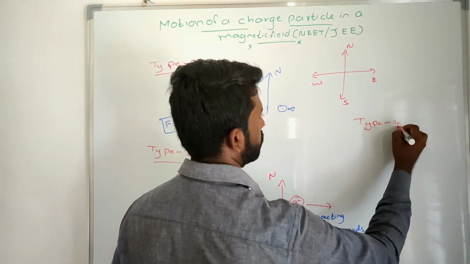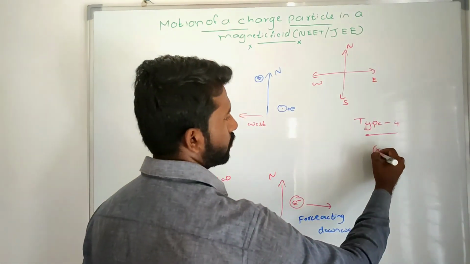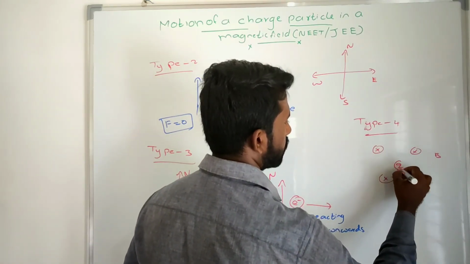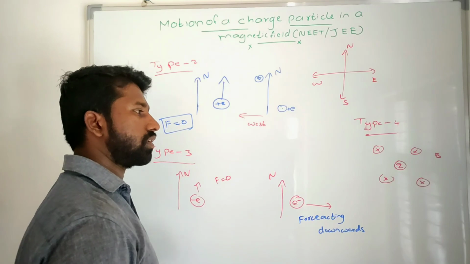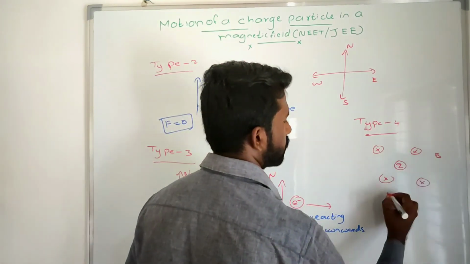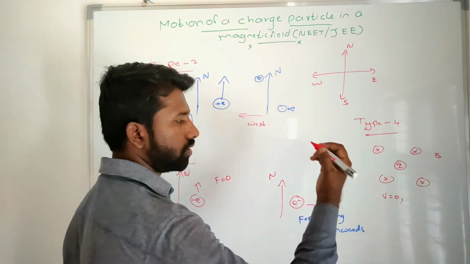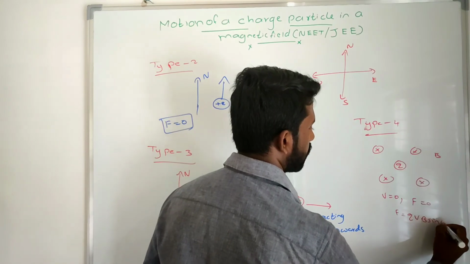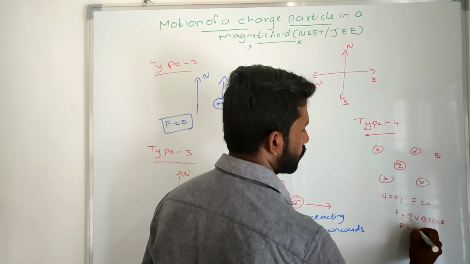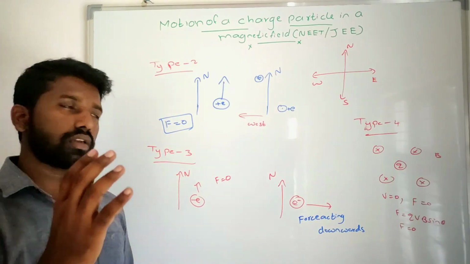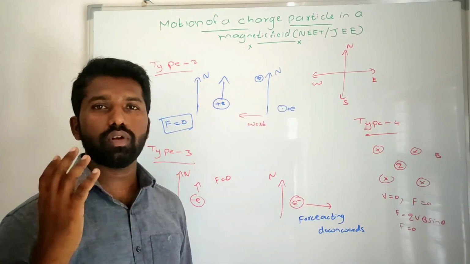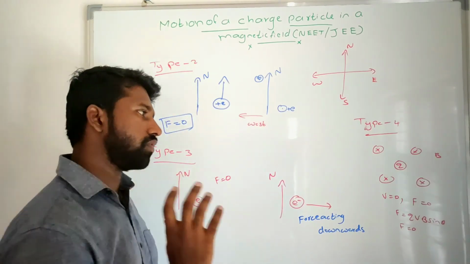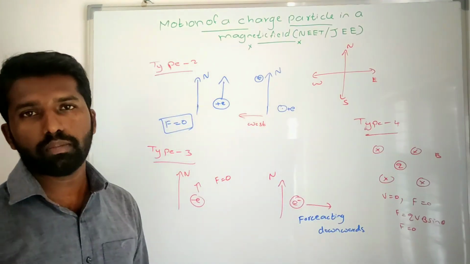Another type, type 4. There is a magnetic field. In this magnetic field, a charged particle is at rest. If a charged particle is at rest, what about the force? That means velocity is equal to 0. If velocity is equal to 0, F is equal to 0, because F is equal to qvB sin theta. V is equal to 0, so F is equal to 0. So, if a charged particle is at rest in a magnetic field, it will not experience a force, because a charge at rest will not produce a magnetic field, so it will not interact with the external magnetic field.